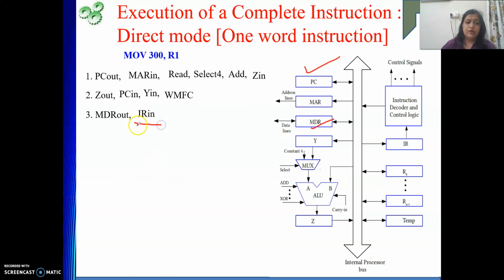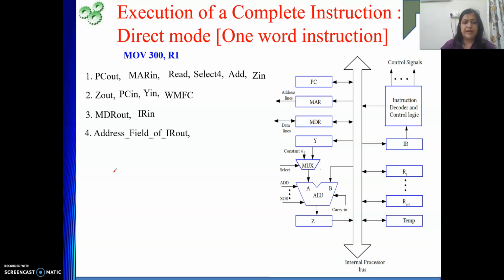Now, once the instruction is in IR, we will understand that our operand is in memory, whose address is there in the address field or offset field of the instruction. So what I will do: address field of IR out. Please do understand, my assumption here is that the instruction length is one word.